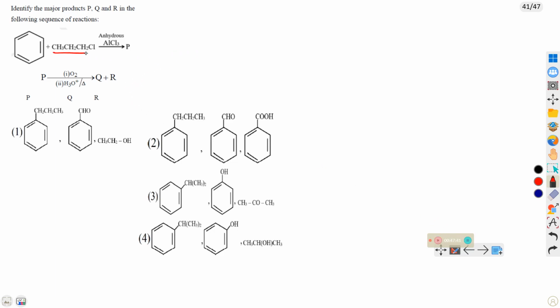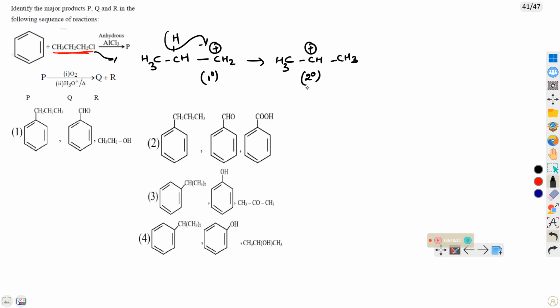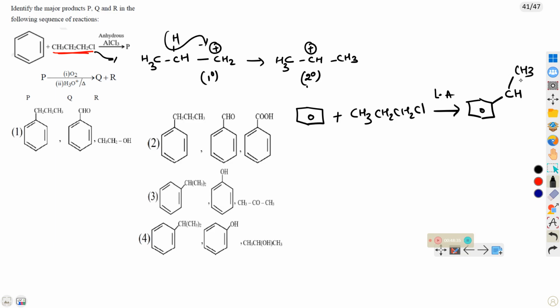Benzene reacts with CH3CH2CH2Cl. First of all, remove chlorine. Then it gives carbocation, CH3CH2CH2 plus. Formed carbocation is 1 degree carbocation. So hydride shift takes place. If hydride shift takes place, then it gives CH3CH plus CH3, 2 degree carbocation. So benzene undergoes Friedel-Crafts alkylation. Benzene C6H6 plus CH3CH2CH2Cl in the presence of Lewis acid gives benzene with CH(CH3)2.